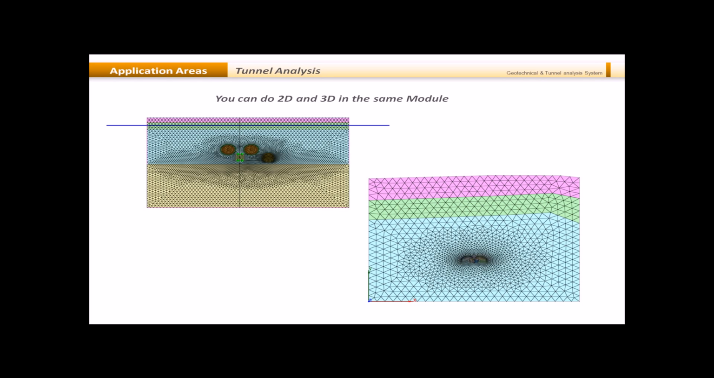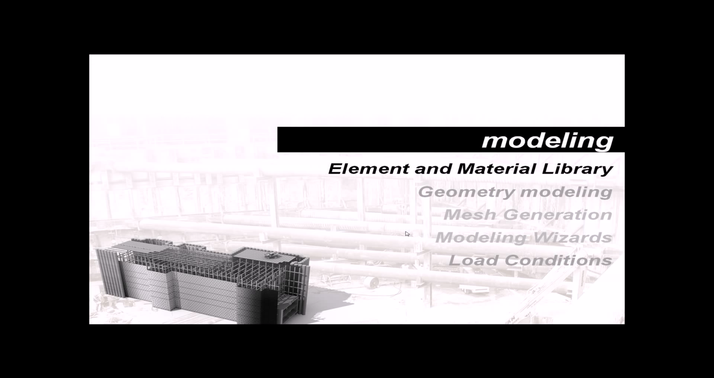If you want to do 2D analysis, you can go ahead and use the 2D analysis tool of Midas GTS to do 2D analysis. So you can do 2D and 3D in the same module. You don't have to buy different models for doing 2D or 3D. When you open Midas GTS, it asks you whether you want to do 2D analysis or 3D analysis, and you can go ahead and select 2D or 3D to perform any kind of analysis.